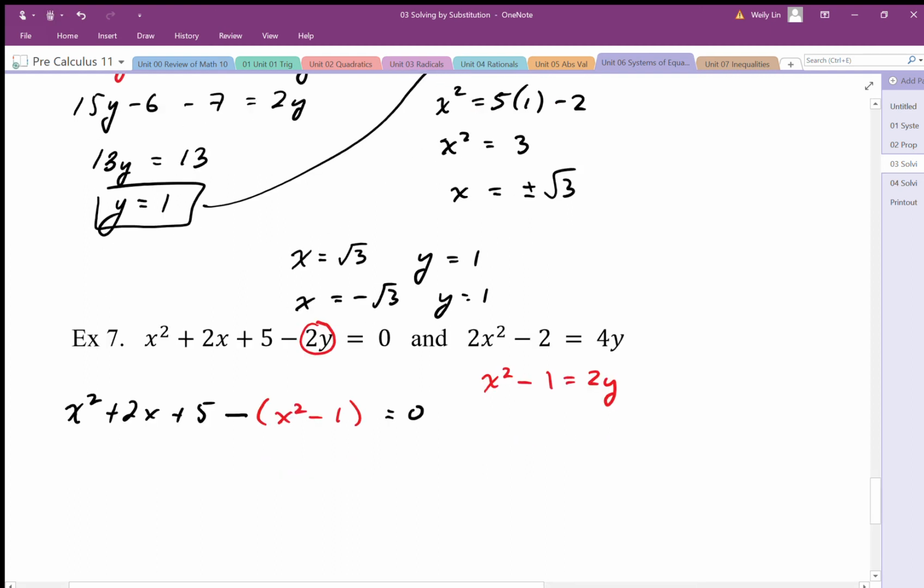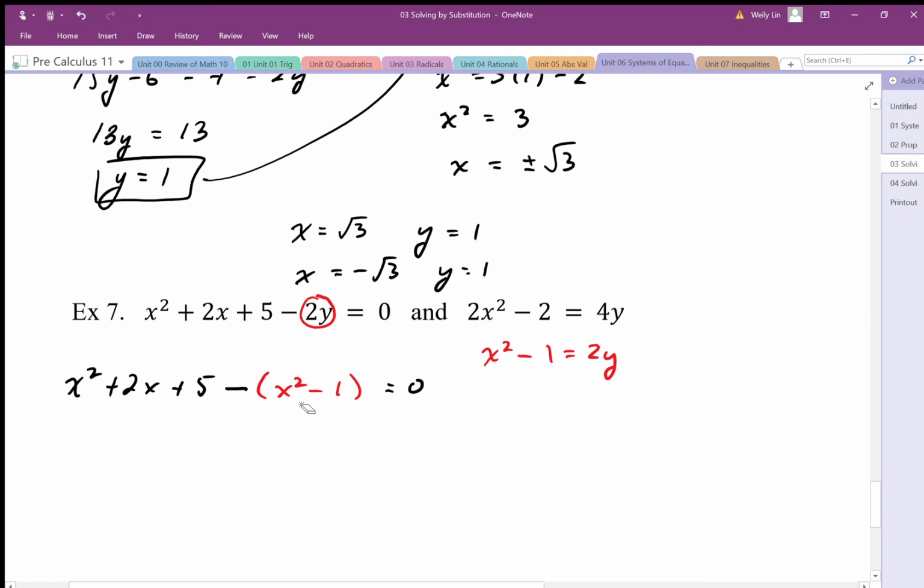Okay, so now I end up with a quadratic equation with only x's. In fact, because it's x squared minus x squared, it actually reduces to a linear equation. Plus 5 minus negative 1 is plus 6 equals 0. I can now solve for x. So x works out to be negative 3.